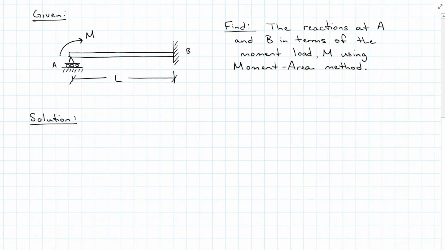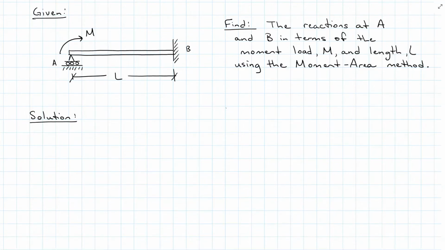Let's say we have this propped cantilever with a fixed end at B and a roller at A, and we want to find the reactions at A in terms of the moment load M and the length L using moment area method. First, let's write out my reactions. I have a reaction AY, and then I have a reaction BY, BX, and the moment at B. I have 4 reactions and 1 member, which means I am indeterminate by 1 degree.